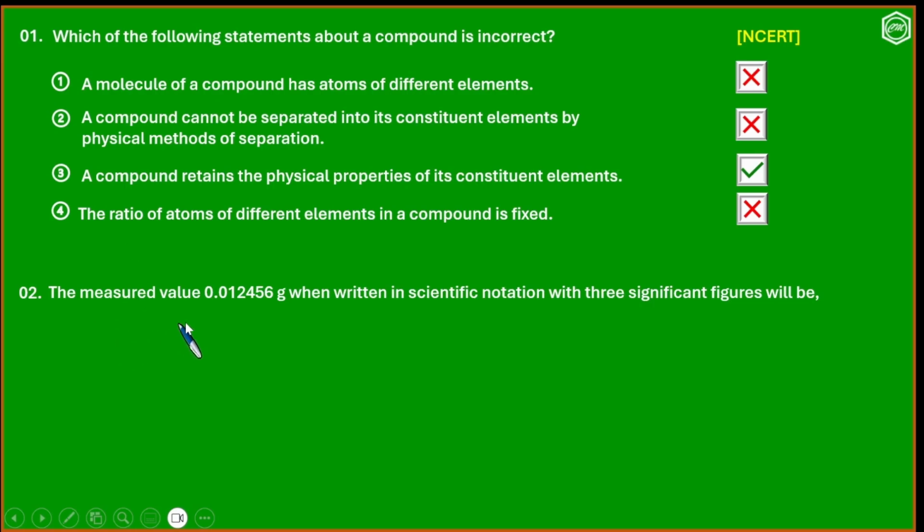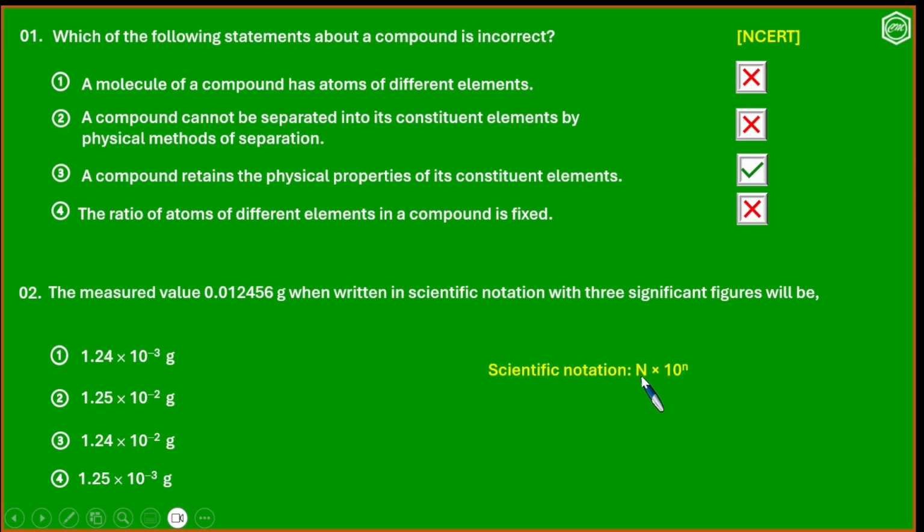Question 2. The measured value 0.012456 gram, when written in scientific notation with three significant figures, will be... So the scientific notation is N into 10 raised to n. So n is the exponent and capital N is a digit term. So we have to move the decimal point 2 places towards right. And we have to write it in three significant figures.